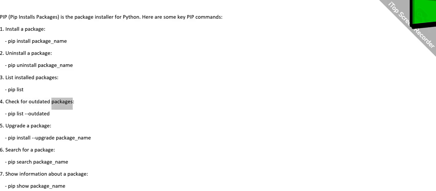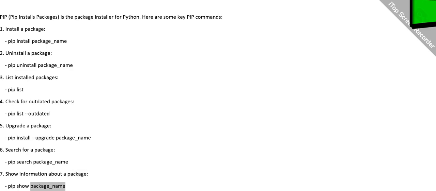4. Check for outdated packages: pip list --outdated. 5. Upgrade a package: pip install --upgrade package_name. 6. Search for a package: pip search package_name. 7. Show information about a package.